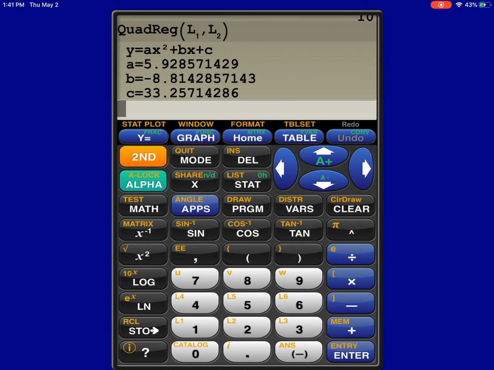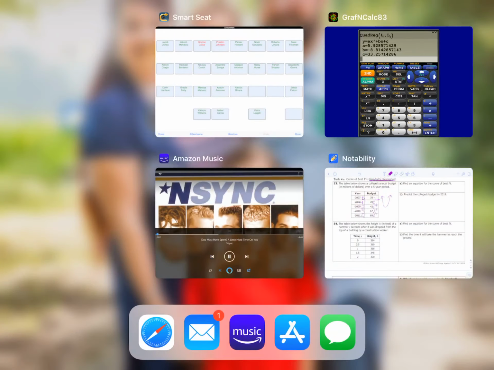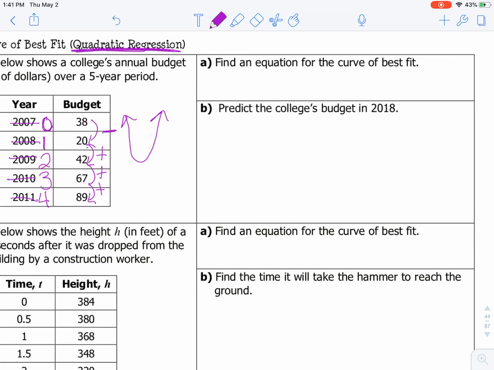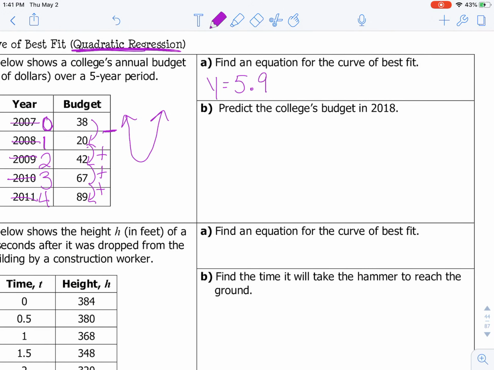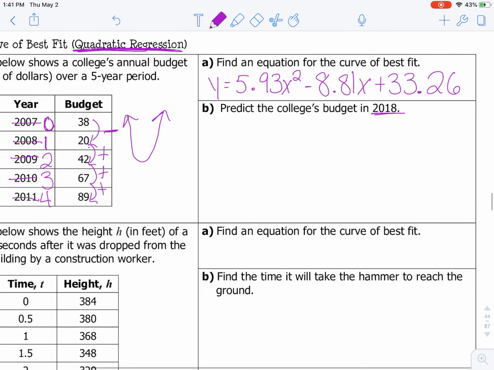Go ahead and write that equation on part A. I need to pull it up on a side calculator so that I can see them both at the same time. When I'm writing this equation, because it's ugly, I'm going to round it. Y equals, let's round it to 2 decimal places, 5.93x squared minus 8.81x plus 33.26. And it asked me to figure out the college in 2018.